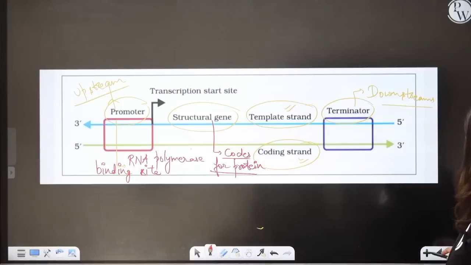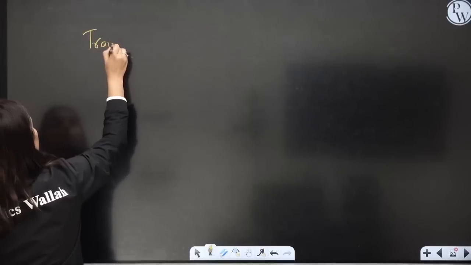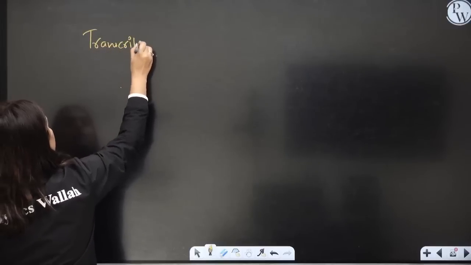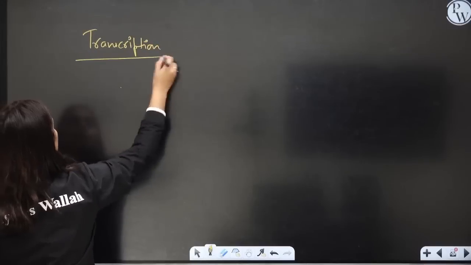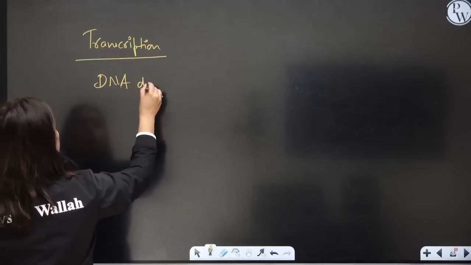Now, what are the things that would be used during transcription? During transcription, we will be needing RNA polymerase. As in DNA replication, DNA polymerase was required, here, DNA dependent RNA polymerase will be required.